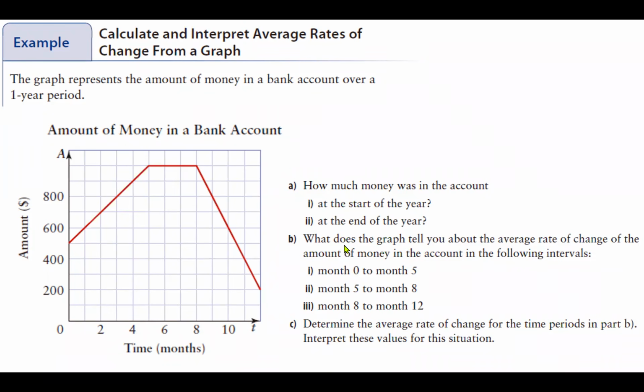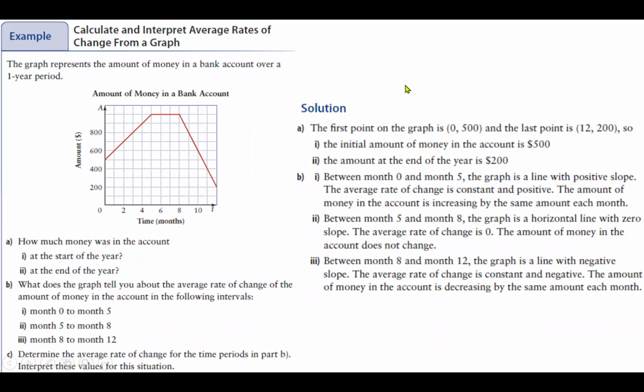Okay, let's have a look at the solution together. You can check if your answer is the same as mine. Okay, the solution is on the right side.